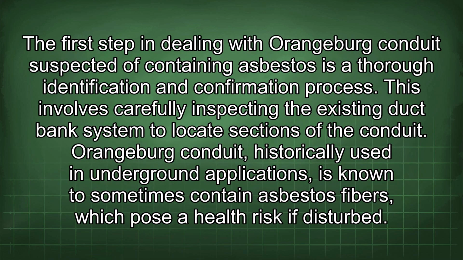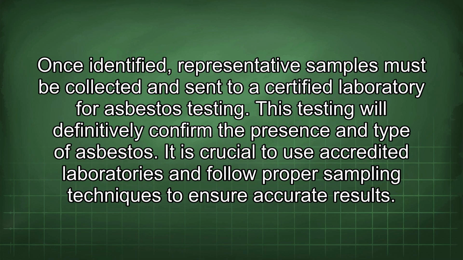The first step in dealing with Orangeburg conduit suspected of containing asbestos is a thorough identification and confirmation process. This involves carefully inspecting the existing duct bank system to locate sections of the conduit. Orangeburg conduit, historically used in underground applications, is known to sometimes contain asbestos fibers, which pose a health risk if disturbed. Once identified, representative samples must be collected and sent to a certified laboratory for asbestos testing. This testing will definitively confirm the presence and type of asbestos.